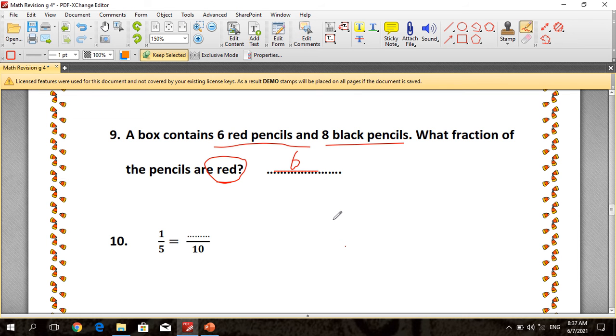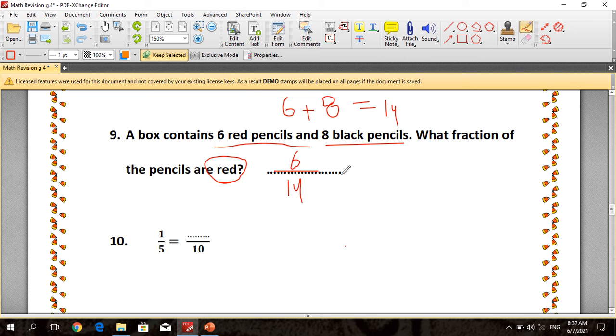Okay. Do we have the total here? No, we don't. But he gave you information that we can use to find the total. He tells you that we have a box that contains 6 red and 8 black. So all we have to do is add 6 and 8, and you will get the sum. That's the total, okay? So let's find: 6 plus 8 equals what? That will be 14. So the answer is 6 over 14, okay?